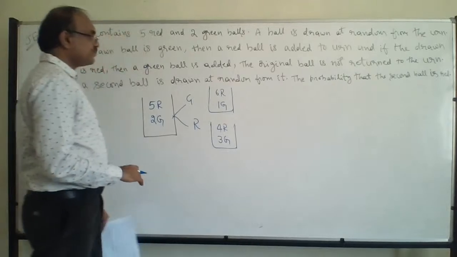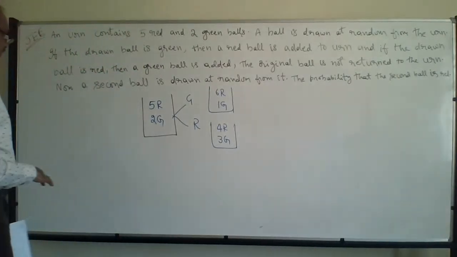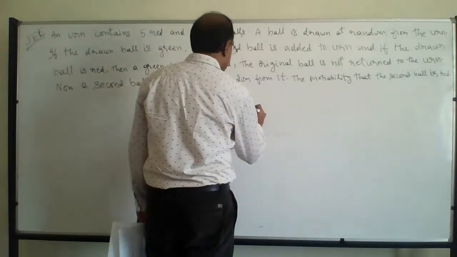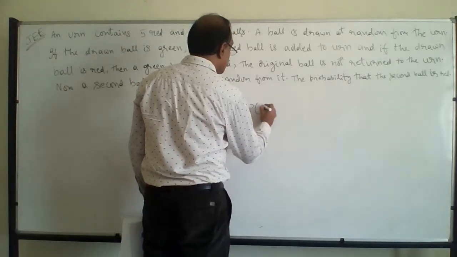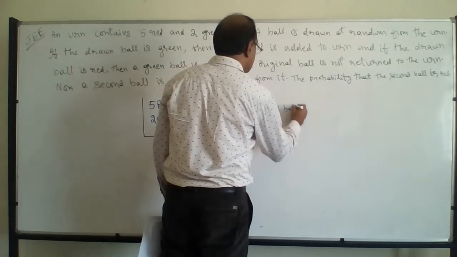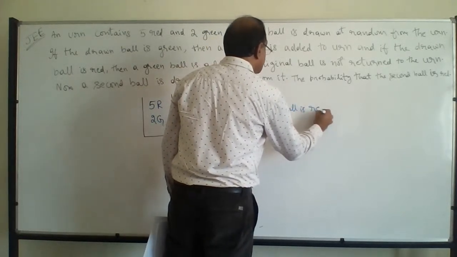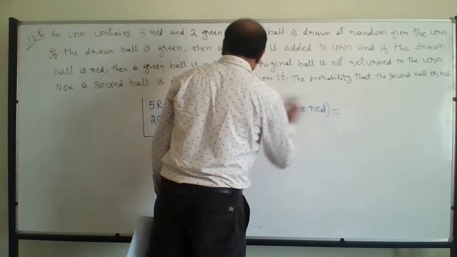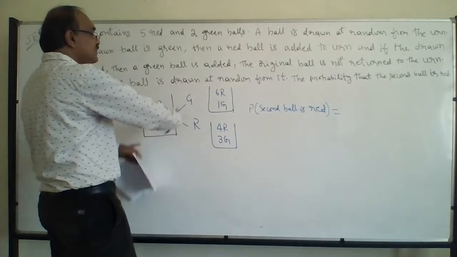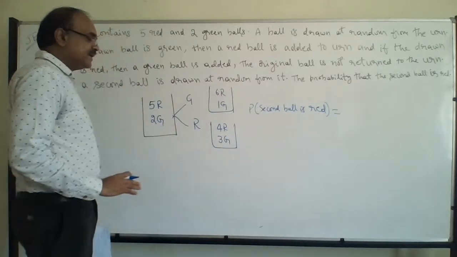Now a second ball is drawn at random. What is the probability that the second ball is red? Please understand here, I don't have 3 urns like this. It is the same one urn only, all this is happening. But you are making it clear. This is what is happening here.